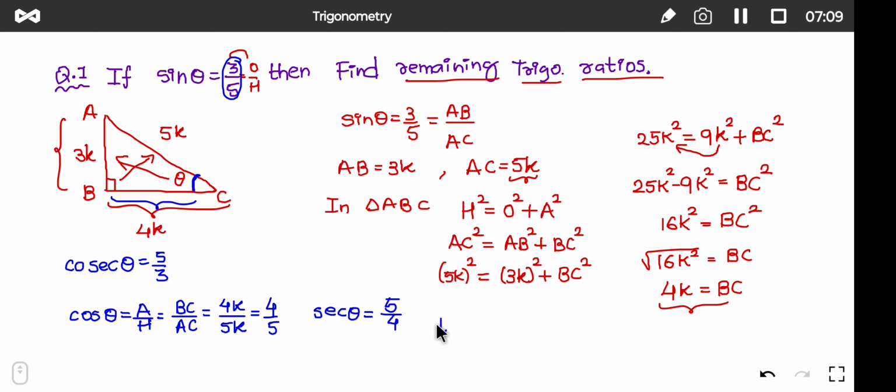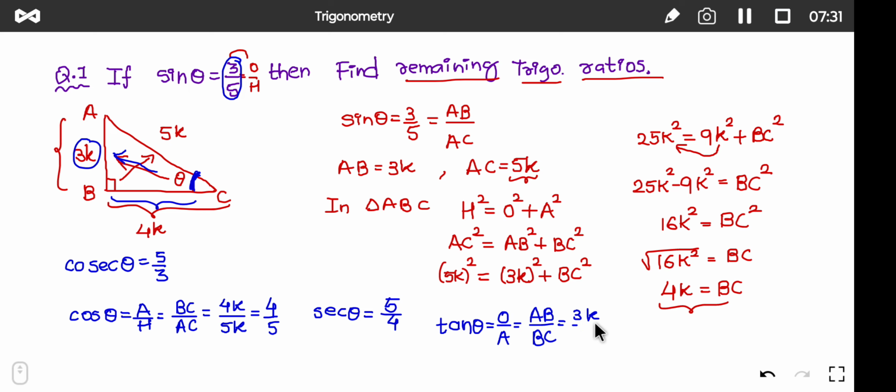Similarly, we can find out tan theta. So tan theta is nothing but opposite upon adjacent of the theta. So our theta is here. So the opposite side of the theta is nothing but 3k. You can write down the name of the side first, which is AB, upon the adjacent side of the theta, which is BC. So AB is our 3k and BC is 4k. So the ratio is 3 by 4. So if tan theta is 3 by 4, then cot theta will be what? 4 by 3, reciprocal, right?